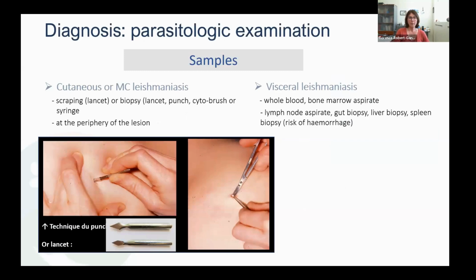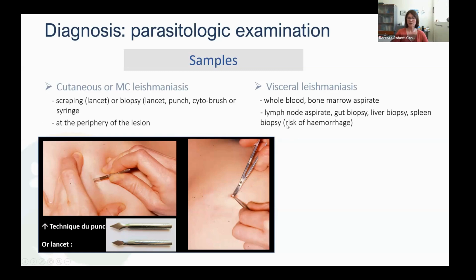Well, now a few words on the parasitologic diagnosis, because it is important to confirm infection and take samples if you have cutaneous leishmaniasis. Samples consist in scraping the lesion, either with a lancet or a punch or a brush. A brush is also very much used. Some use a syringe. So it's important to take this sample at the periphery of the lesion.